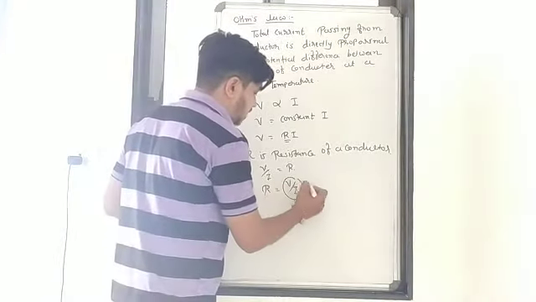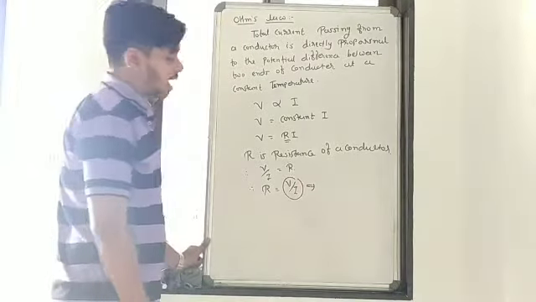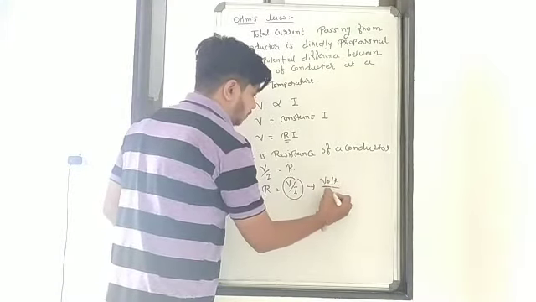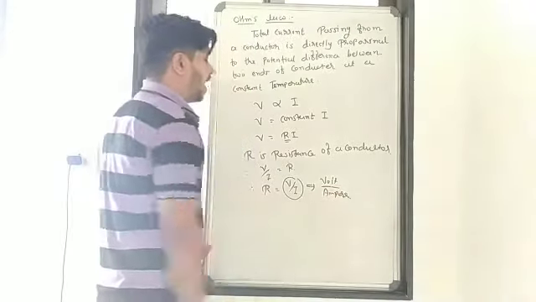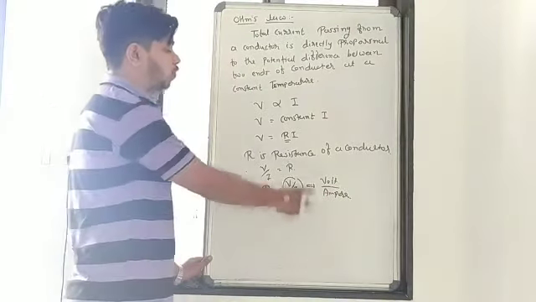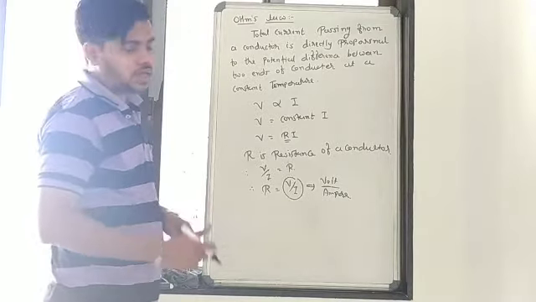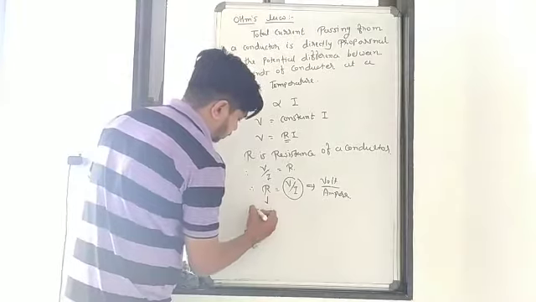From this one, you can say that the SI unit of R is, for V it is volt, and for I it is ampere. So the SI unit of resistance is volt per ampere, but due to Ohm, the SI unit is ohm.